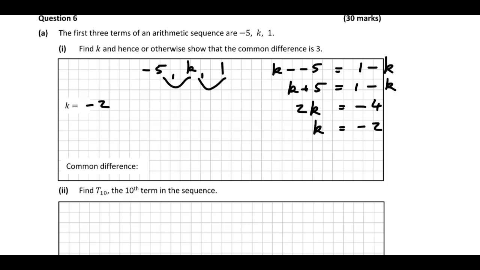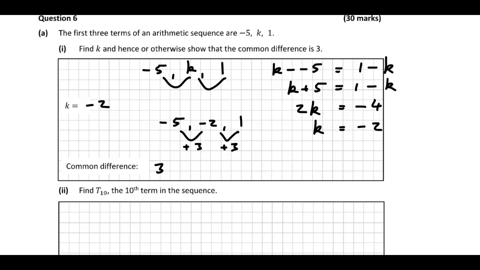So if k is minus 2, we have minus 5, minus 2, 1. So if you have a look at the difference then, how do you go from minus 5 to minus 2? How do you go from minus 2 up to 1? You're adding 3 each time. So we're adding 3, adding 3. So common difference here is 3.